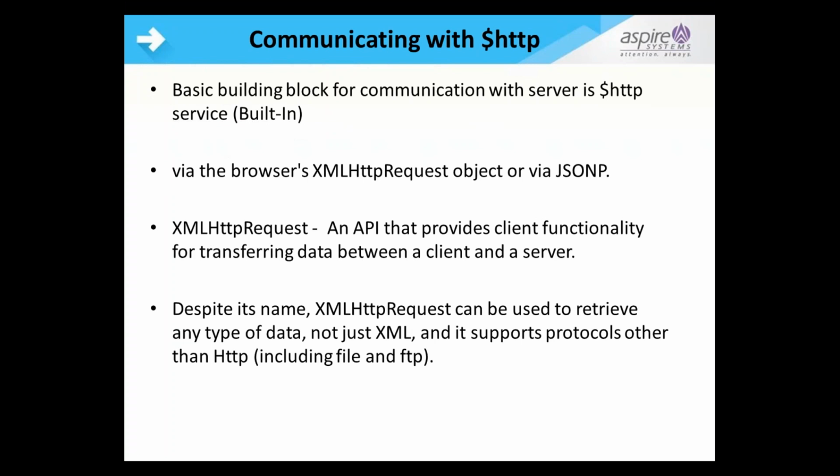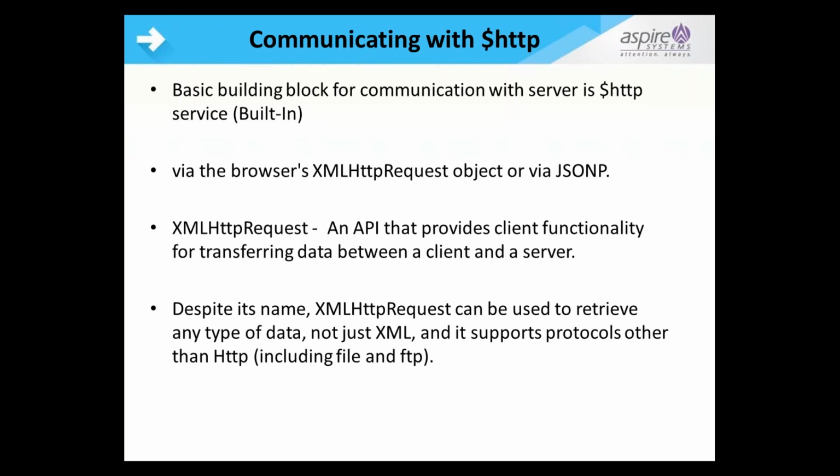All these things are already explained except this JSON-P. What it is saying is HTTP is a basic building block for communication via browsers: an HTTP XHR request or via JSON-P. There are two ways. The first way is the XHR request, whatever we saw now. Okay, there is another way.